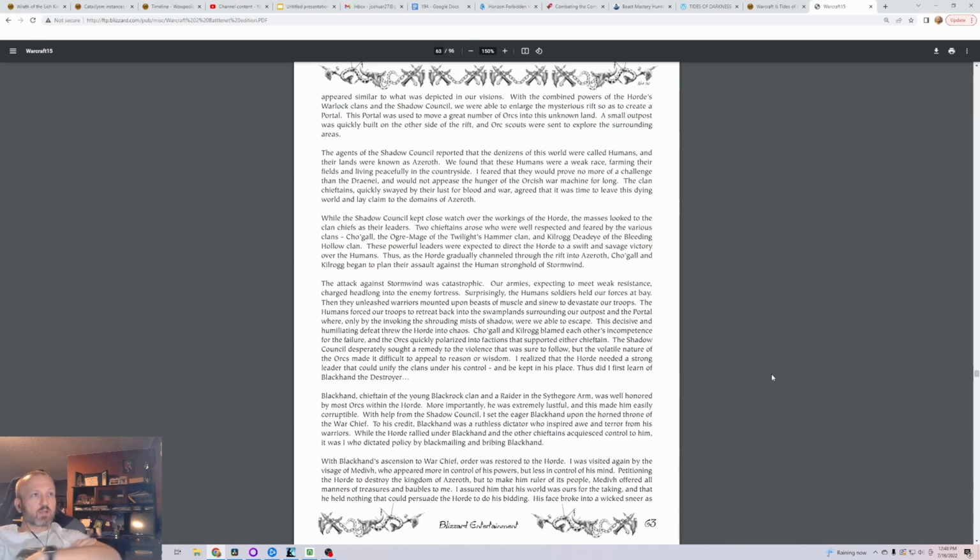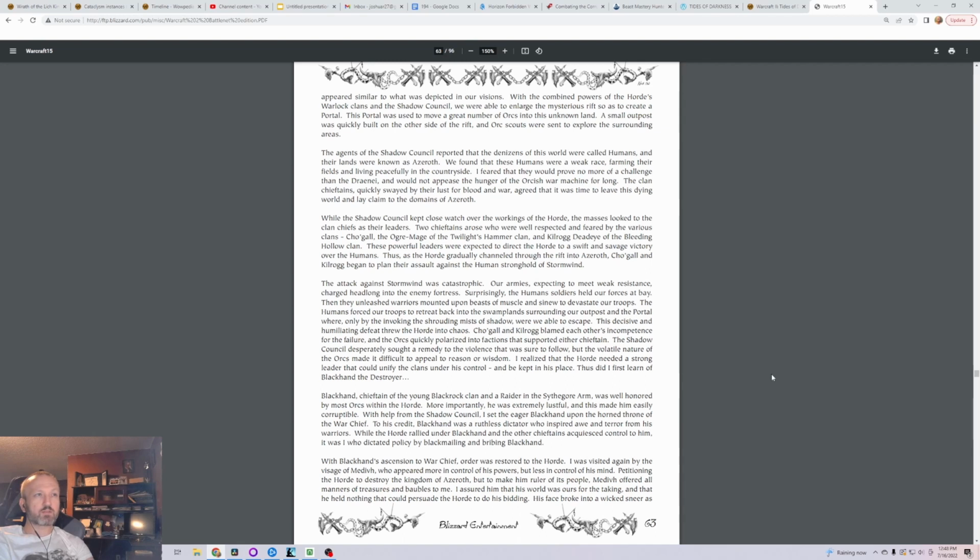The agents of the Shadow Council reported that the denizens of this world were called humans, and their lands were known as Azeroth. We found that these humans were a weak race, farming their fields and living peacefully in the countryside. I feared that they would prove no more of a challenge than the Draenei and would not appease the hunger of the orcish war machine for long. The clan chieftains, quickly swayed by their lust for blood and war, agreed that it was time to leave this dying world and lay claim to the domains of Azeroth.